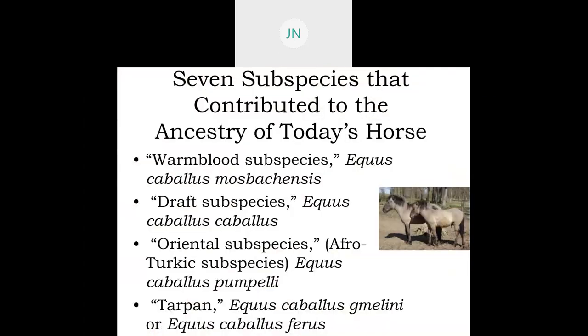So we wind up with 7 subspecies that contributed to the ancestry of today's horse, according to Deb Bennett, who's a historian in this area. So first of all, we have the warm blood species, the giraffe subspecies, the oriental subspecies, which gave rise to the Arabians, and the tarpian.